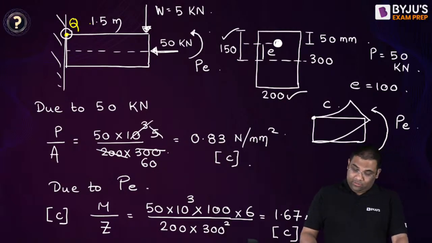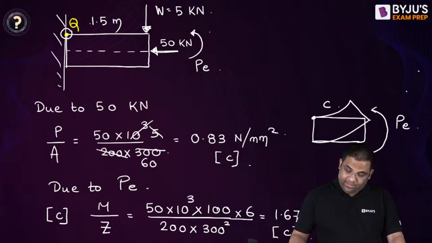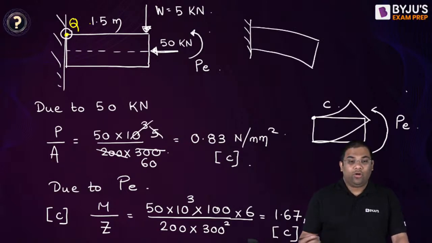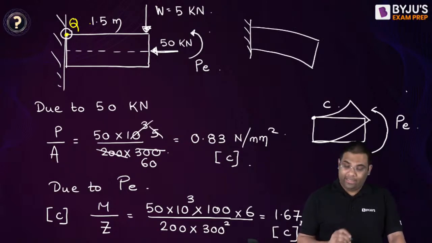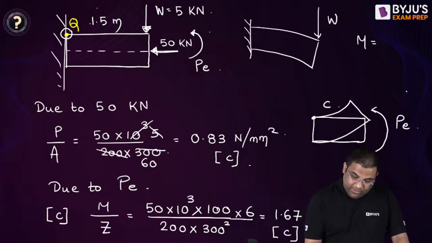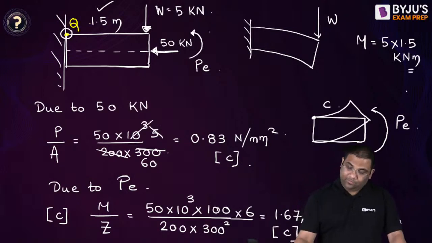Now see, due to this load W, there is also bending. But this bending is like this, that means it is hogging, right? So due to this W, the moment will be W into length, which is 5 into 1.5 kilonewton meter. Now due to this, what will happen at the top? There will be tension.